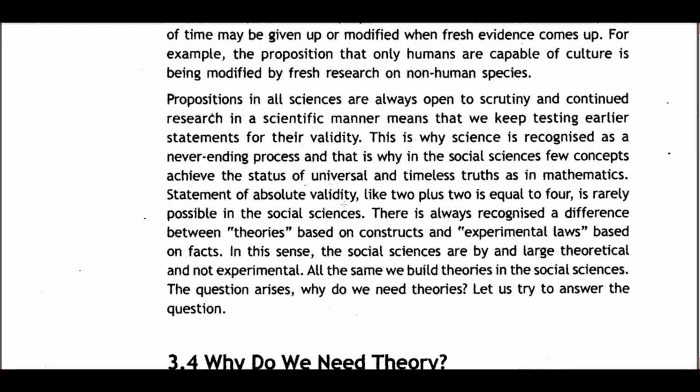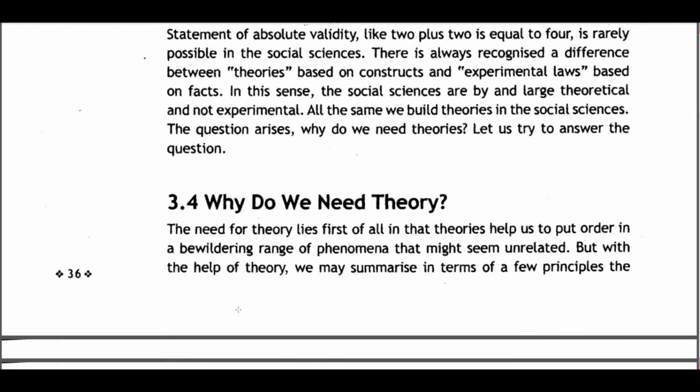Statements of absolute validity like 2 plus 2 is equal to 4 are rarely possible in social sciences. There is always a recognized difference between theories based on constructs and experimental laws based on fact. In this sense, the social sciences are by and large theoretical and non-experimental. All the same, we build theories in social sciences. The question arises, why do we need theories? Let us try to answer the question.